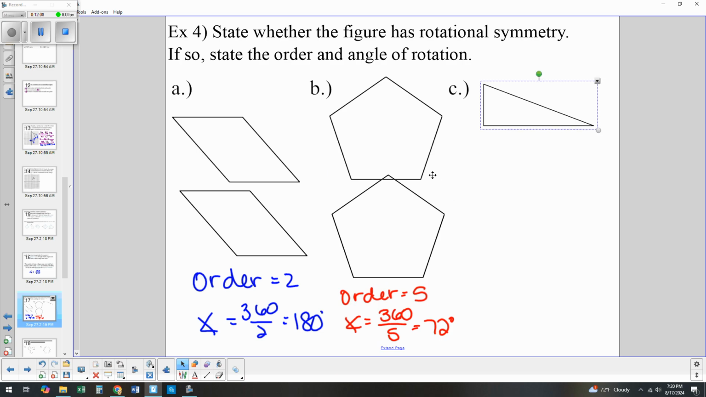For this last one, I'm going to turn, so that doesn't look the same yet. No, doesn't look the same. Doesn't look the same. It took all the way till the green dot went back to the top for it to look the same, which means this does not have rotational symmetry.